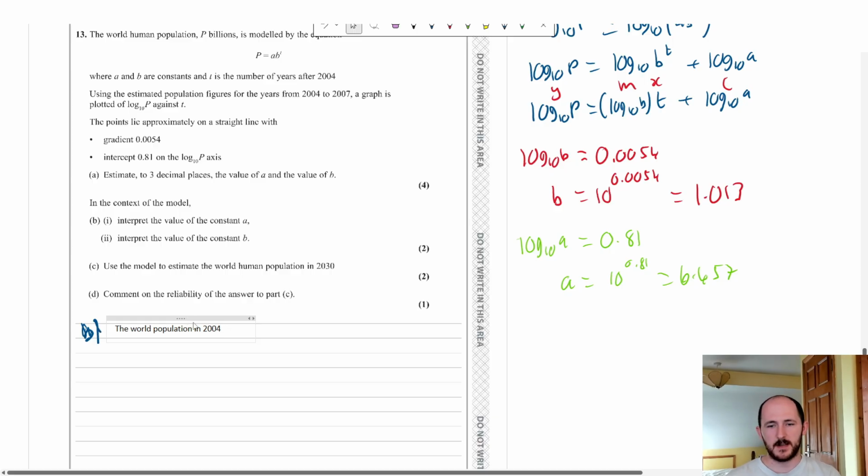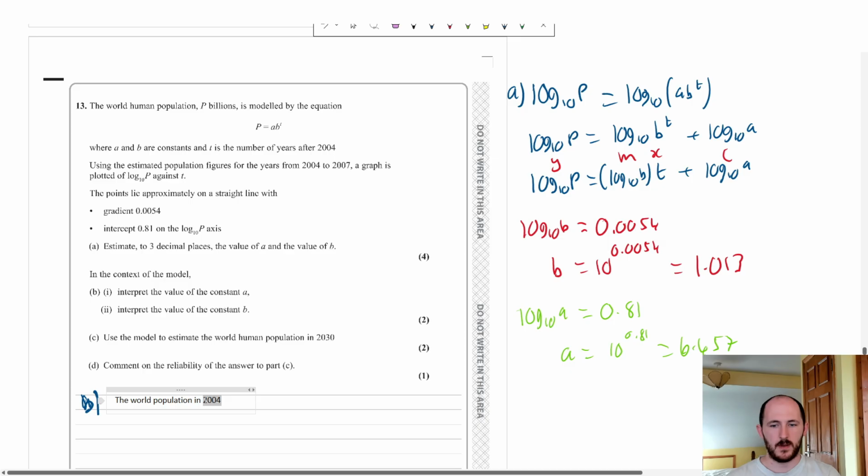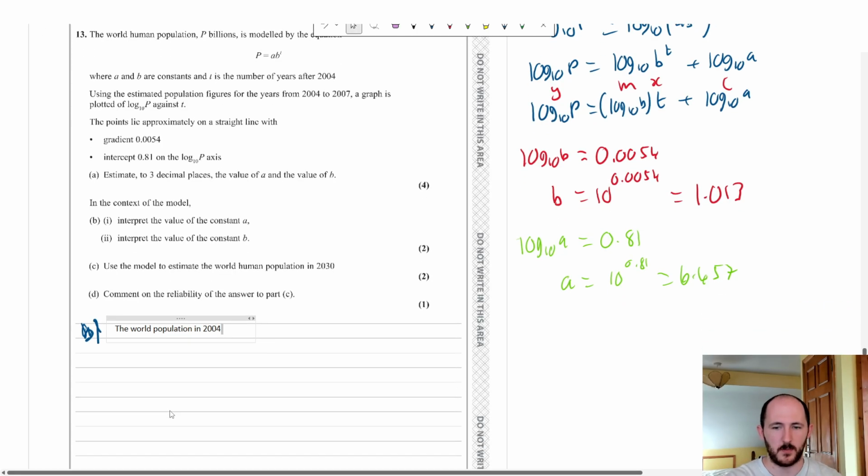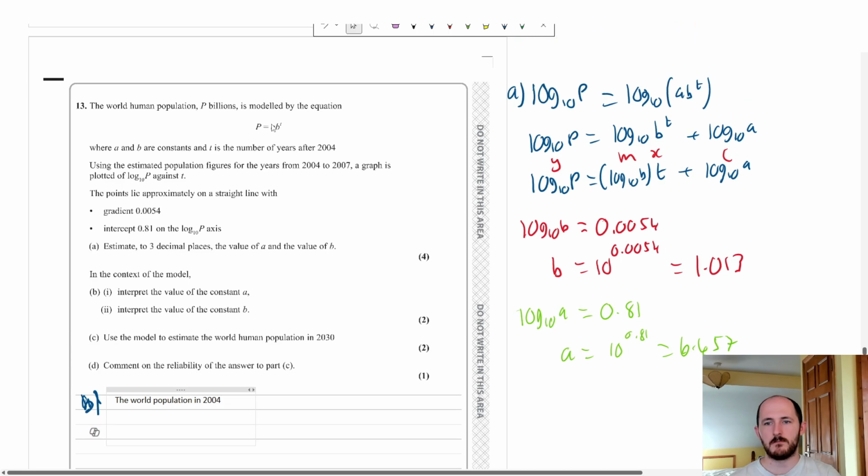So I know it sounds similar to initial population or starting population, but again, initial meaning when? In 2004. What population of what? You could say the population of humans, I guess, or you could just say the number of the world population. Now, what about B? B is always your multiplier.